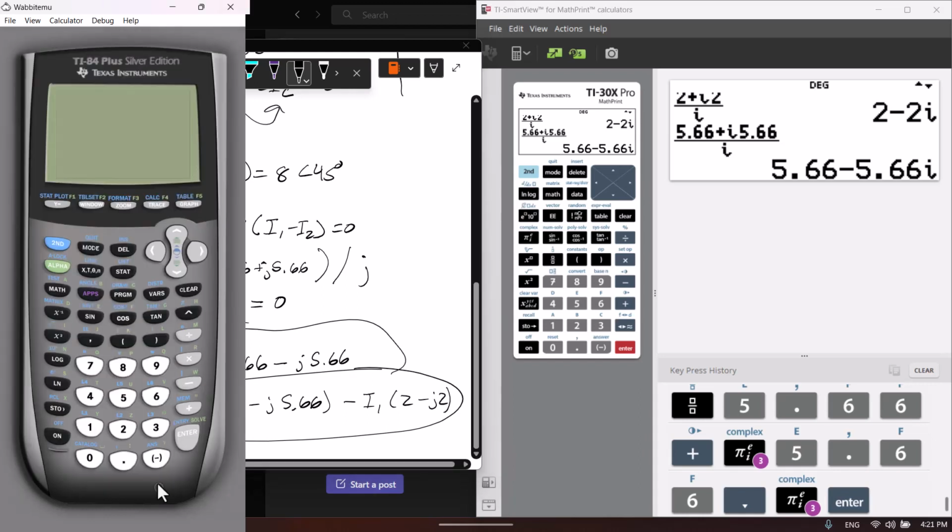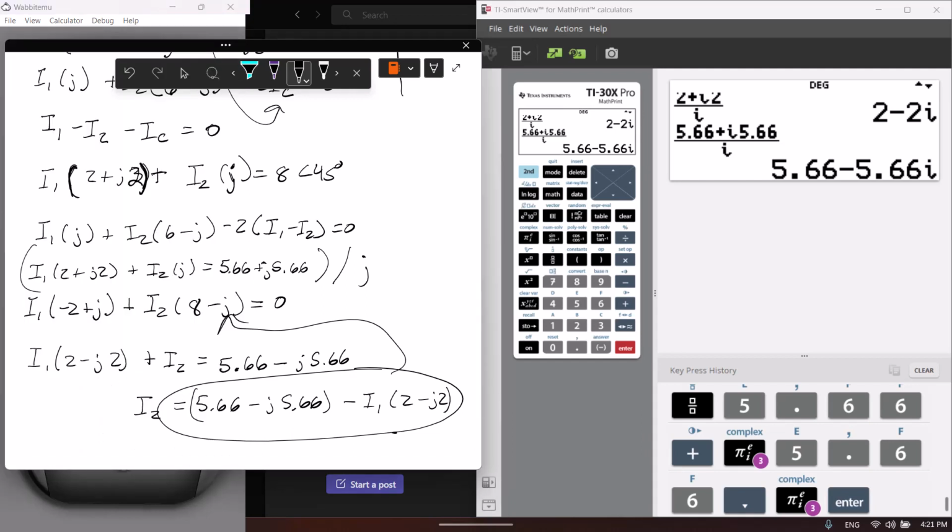Let's see, did the 84 do, if you do a matrix, can you do a matrix with complex numbers? Nope. Okay. Now I'm curious to see if I got it right.